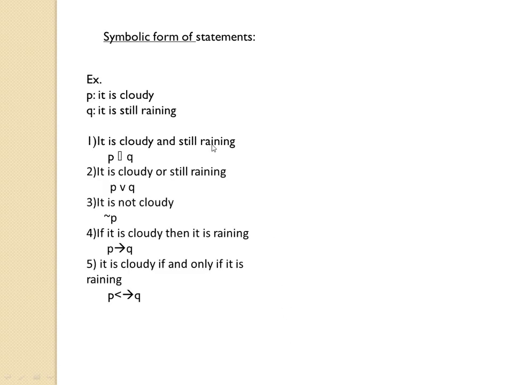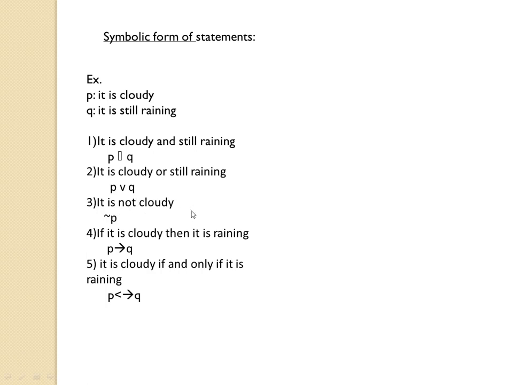Now these are symbolic forms of statements. For example, P is the simple sentence it is cloudy, and Q is another simple sentence it is still raining. Now the symbolic form of the first logical connective: it is cloudy and still raining is denoted by the symbol P and Q, or it is read as P conjunction Q. Second, it is cloudy or still raining, P or Q, or P disjunction Q.